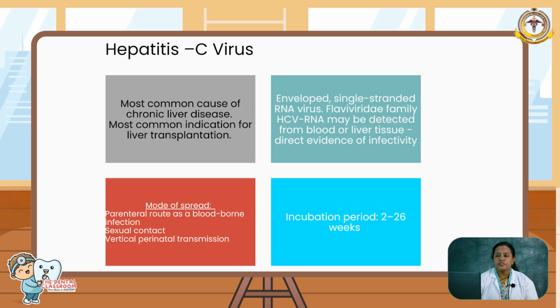And then hepatitis C virus. This is the most common cause of chronic liver disease, and the most common indication for liver transplantation. It is an enveloped single-stranded RNA virus which belongs to the family Flaviviridae. HCV RNA may be detected from blood and liver tissue, and it is the direct evidence for infectivity. Mode of spread is the same as hepatitis B virus, which includes vertical and horizontal transmission. The incubation period is 2 to 26 weeks.